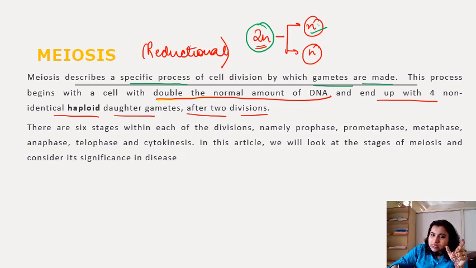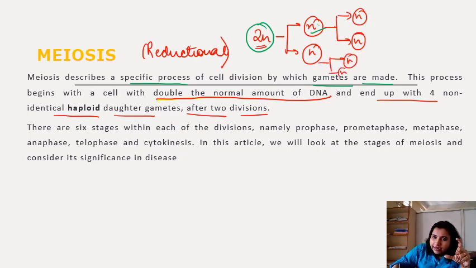So how 4 identical? See here, from this cell we will be getting N, N, right? Now these cells again will divide and form two daughter cells each with N, so again N, N. The first division, through which the parent cell gets reduced to half, is known as meiosis 1. The daughter cells formed from the parent cell by meiosis 1 now again will divide, right? The division through which it divides is your meiosis 2, the second division. So meiosis 1 is a reductional division. Why reductional? Because the chromosome number gets reduced to half.